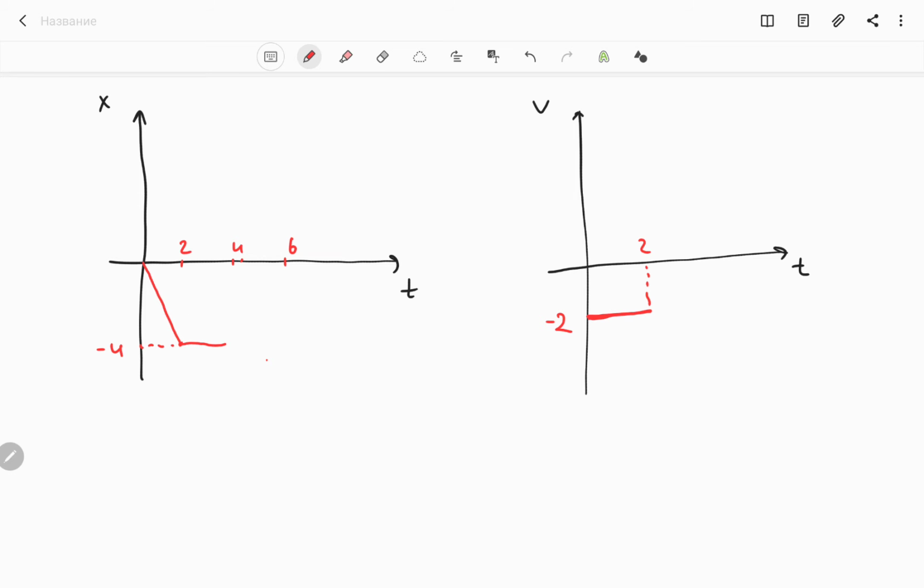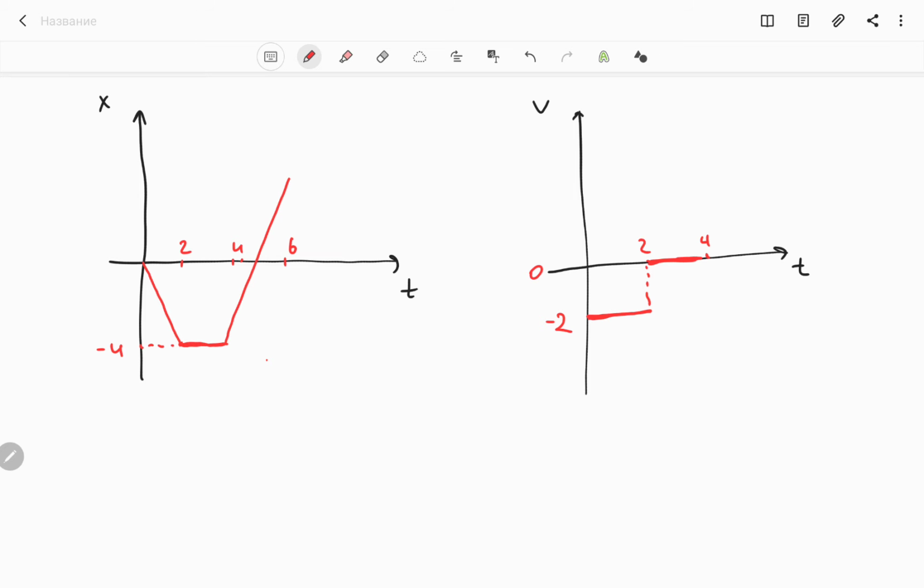From 2 seconds to 4 seconds, position was constant. We explained it already. It means velocity was equal to 0. It was at rest. It was not moving between 2 and 4 seconds. So basically velocity is 0 here. This is a 0. So here we have 4 seconds.